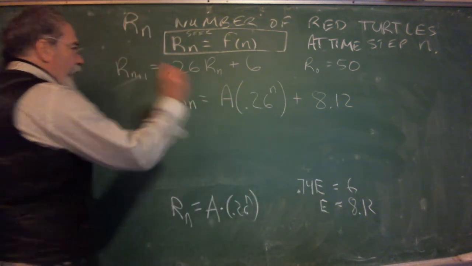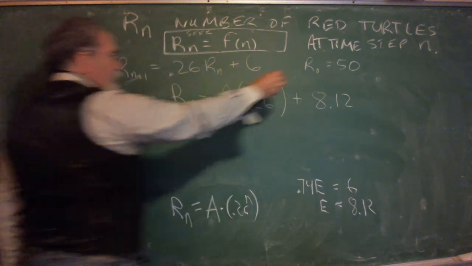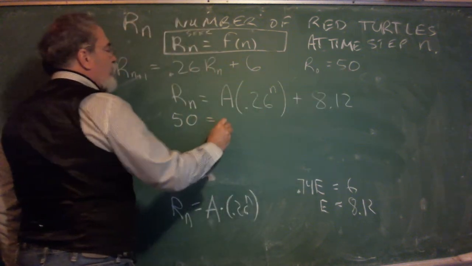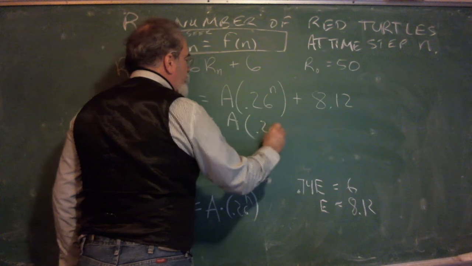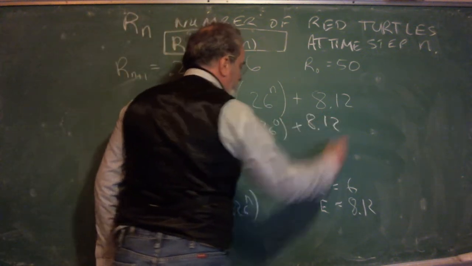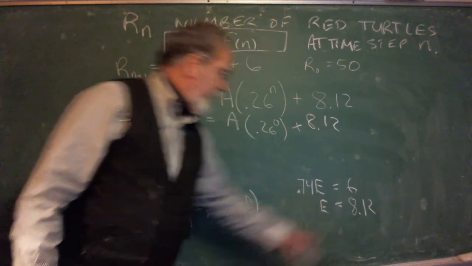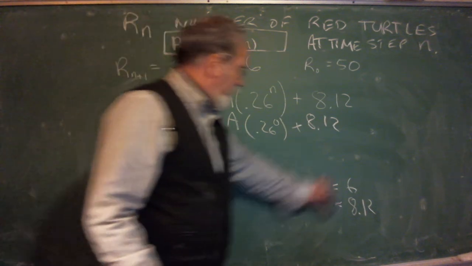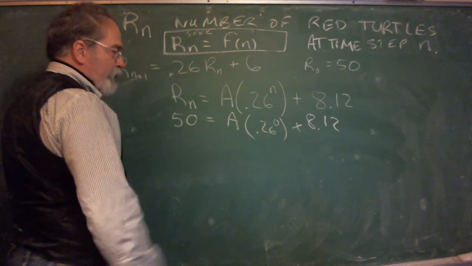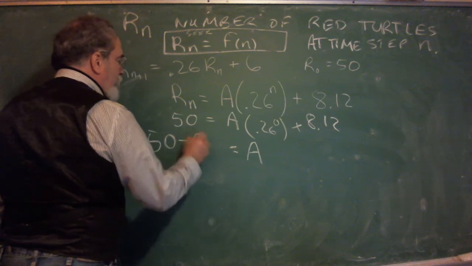All right, so I now have the difference equation and the initial condition. I'm going to take the initial condition, n equals 0, r is 50. So I have 50 equals a times 0.26 to the 0, which is 1, plus 8.12. The homogeneous solution plus the equilibrium gives me the general solution, but I'm looking for that arbitrary constant. So the nasty part goes to 1. How many times have we seen that? So I have a equals 50 minus 8.12.